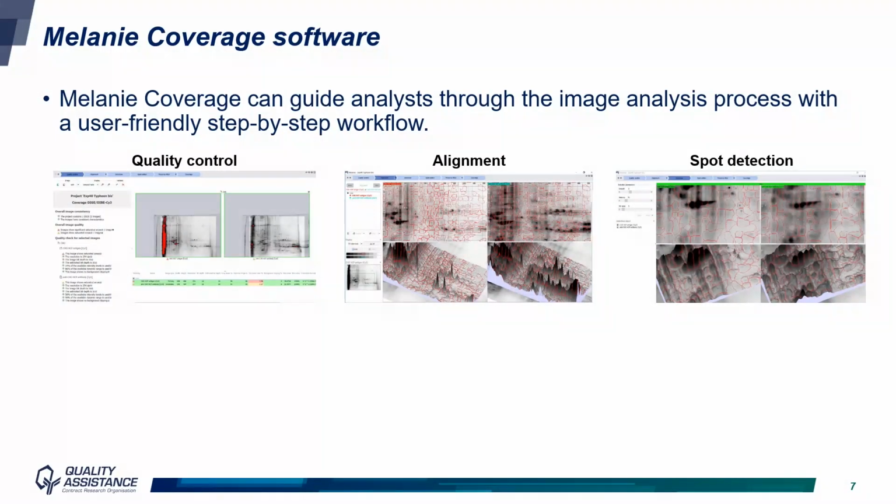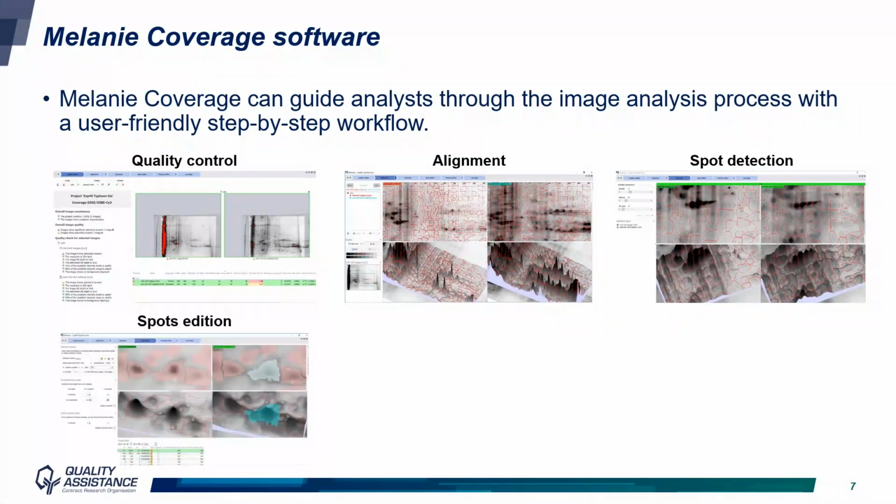Next, the spot detection. Spots are detected based on specific parameters, including the smooth parameter, the saliency parameter, and the minimum area. These parameters are automatically determined by the software, but it is possible to manually adapt them. Then the spots edition. Even though the detection of spots is based on automatic parameters, it is still possible to include missing spots or exclude artifacts.